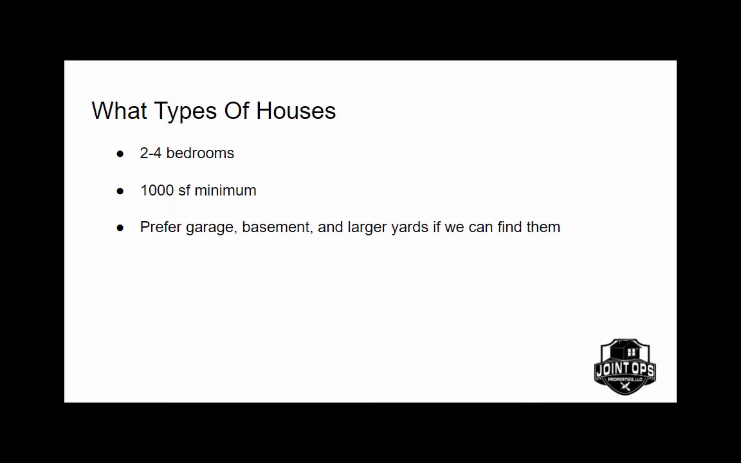And we definitely learned a lesson on small homes. We've got a few properties that are less than 1,000 square foot, but we quickly learned that there's not as much rental demand for those. So 1,000 square feet is our minimum now for any new property we purchase, and we prefer much larger homes than that. As large as we can get. We have a few that are 2,300, 2,500 square feet, but our bread and butter is 1,200 to 1,500 square feet. That's probably most of our homes. And we also prefer homes that have garages, basements, and larger yards if we can find them.